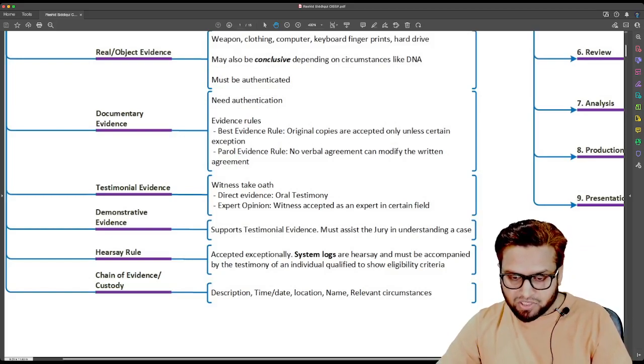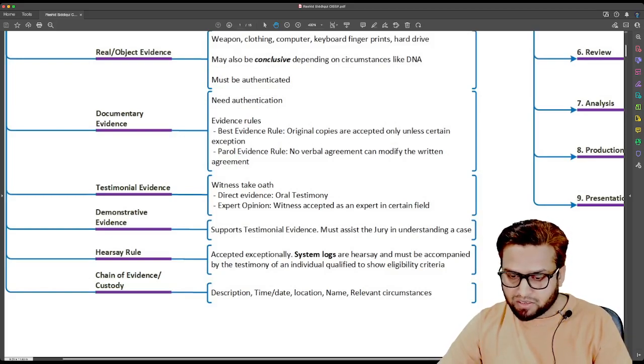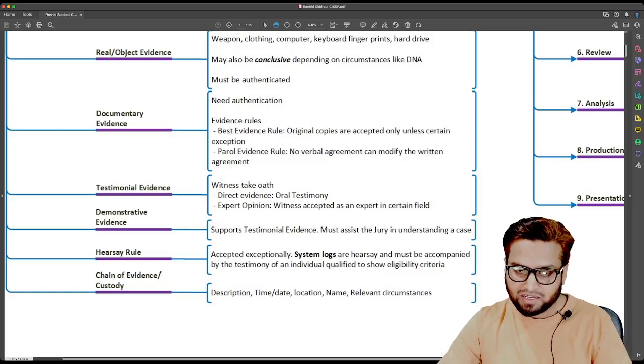Now there is something called chain of evidence custody, which is basically that all the evidence which is collected is put somewhere and processed. At every stage, the description, time, date, location, name, and relevant circumstances have to be documented. If that is not there, if the chain of custody is broken, then there is a problem. Then the evidence will not be treated as competent evidence, I think.